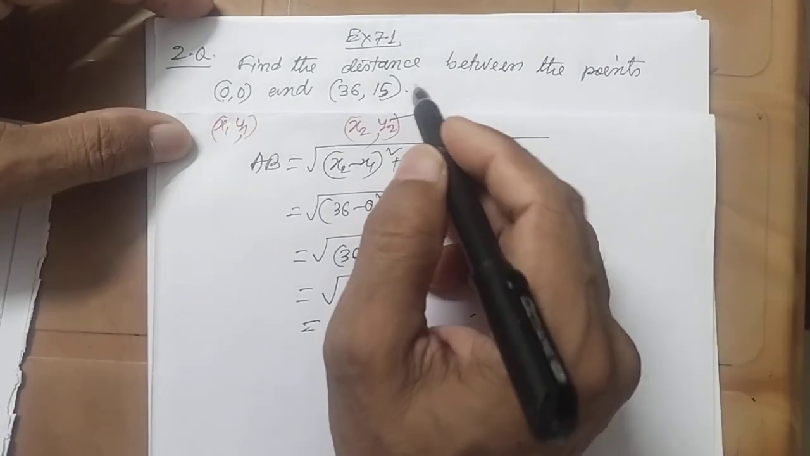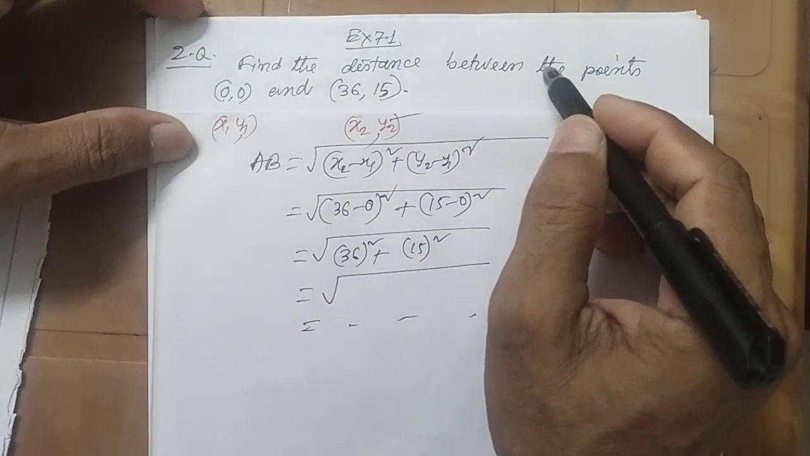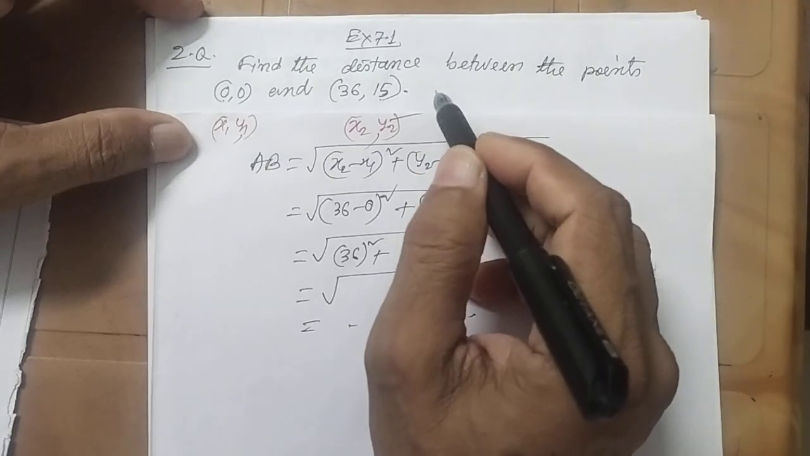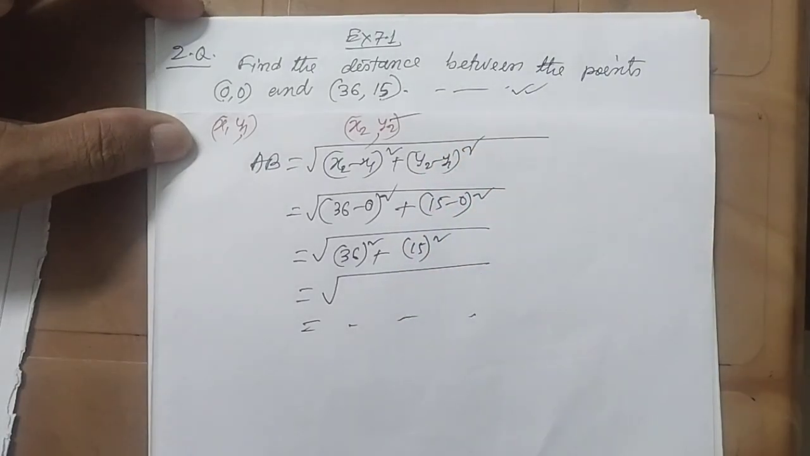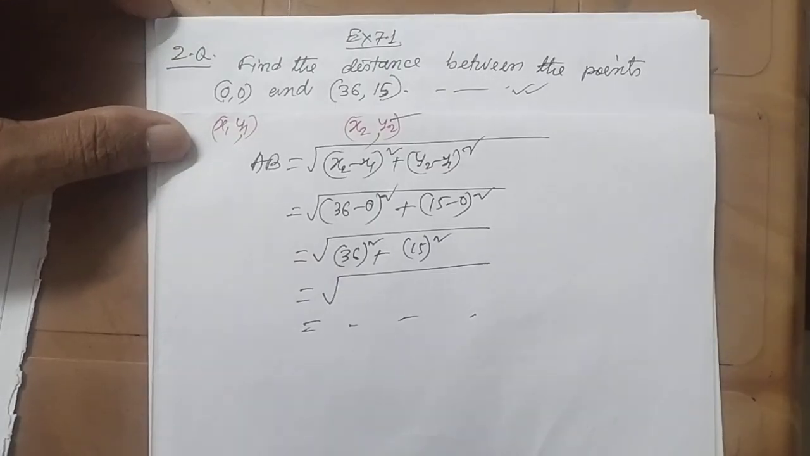Okay, and in this question the second part is there, but I don't have the textbook, so what the second part is, I do not know. Example afterwards we'll discuss. So this is how we find the distance between 2 points.